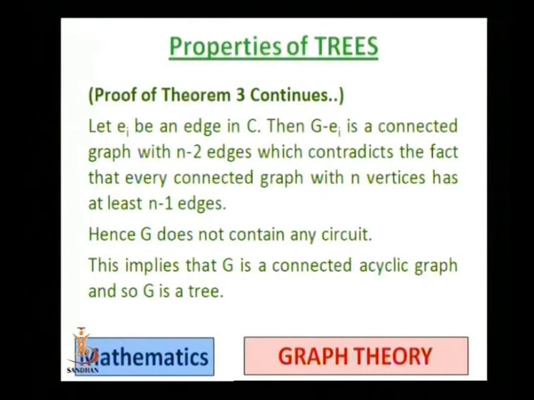Why do we get this contradiction? Because we assumed that G contains a circuit, but it means that G does not contain any circuit. So this implies that G is a connected acyclic graph, and so G is a tree. This completes the proof of this result.